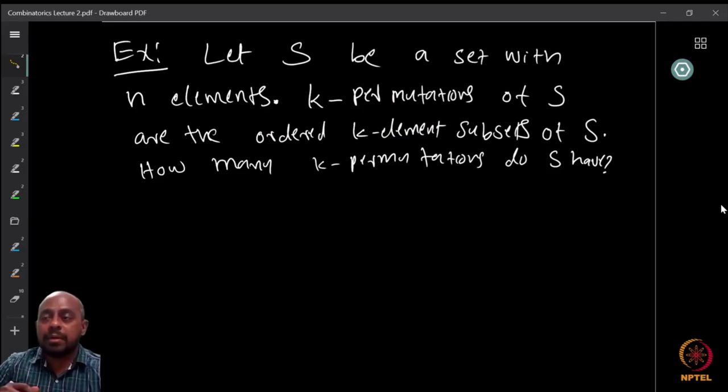Now another example. I'm looking at maybe too many examples, but these examples also show some parameters that come up very often, so that might be useful. So let S be a set which has n elements. Now a k-permutation of the set S is an ordered k-element subset of S. So I can just take the k-element subsets of the set and then order them. We start with a set, take some number of elements from it, and put them in any order that I want. Now the question is how many k-permutations of S are there?